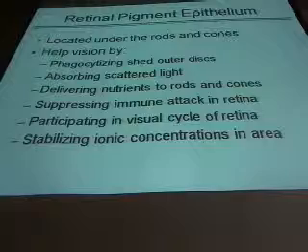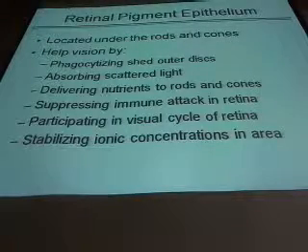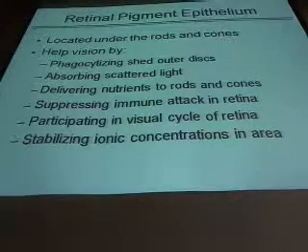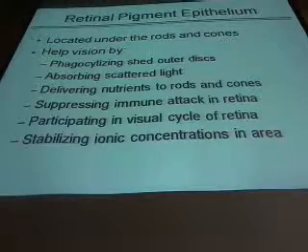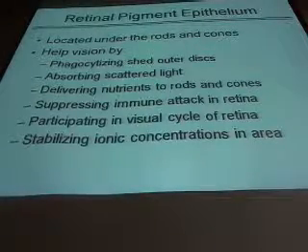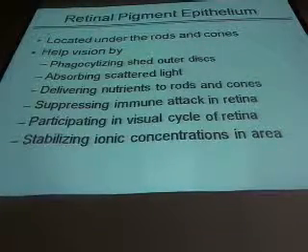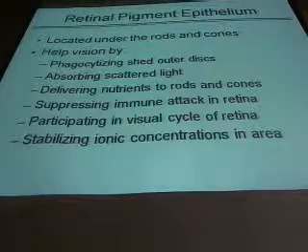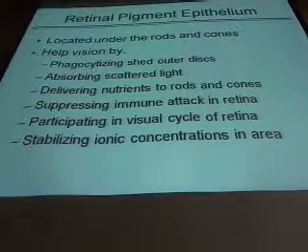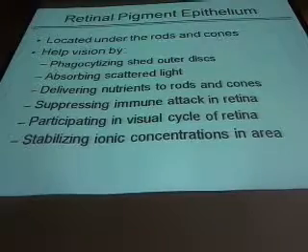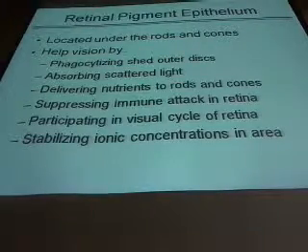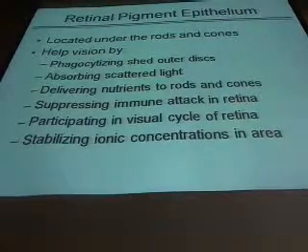Retinal pigment epithelium. It's located under the rods and cones. It phagocytizes shed outer discs. It absorbs scattered light. It delivers nutrients, so you don't have all the blood vessels in there. It helps suppress the immune attack in the retina. And it's participating in the visual cycle of the retina.